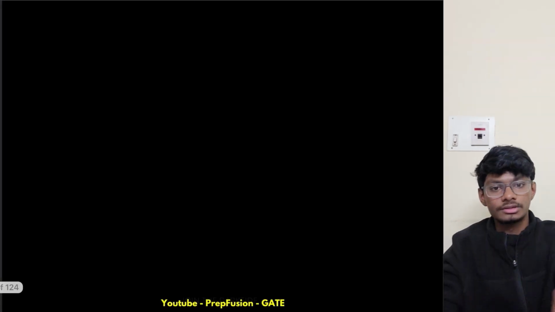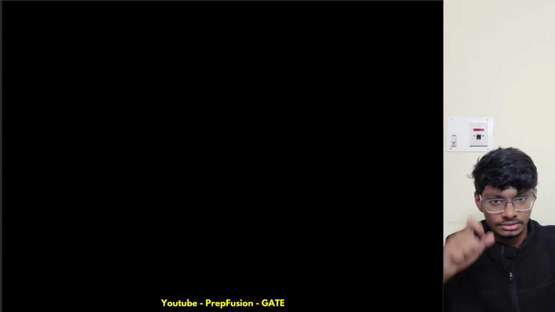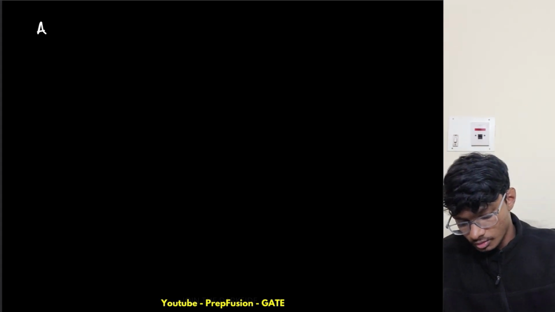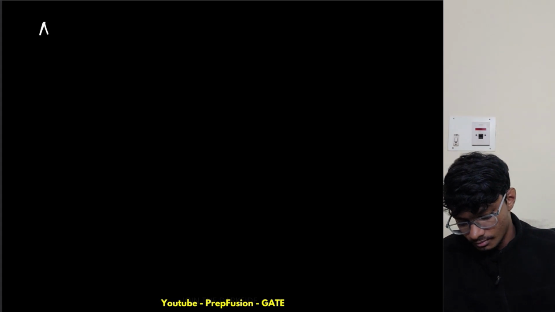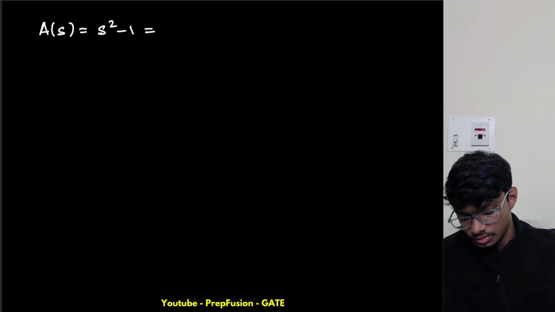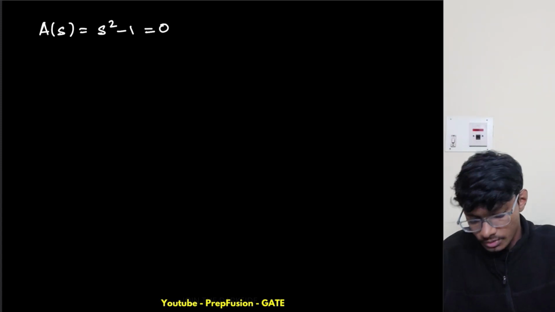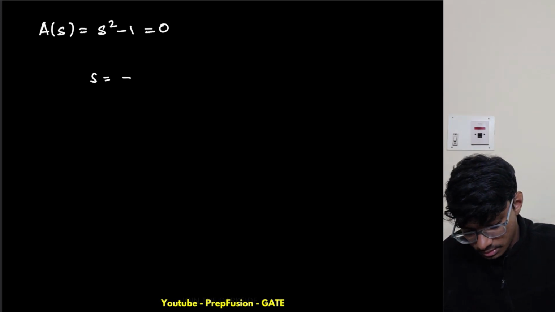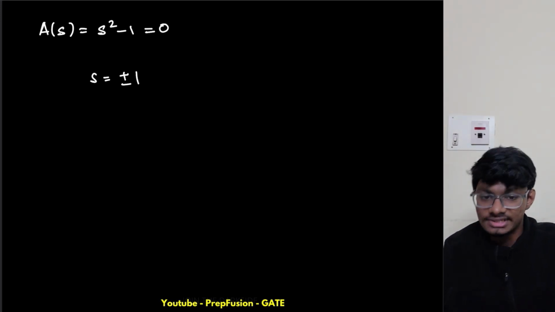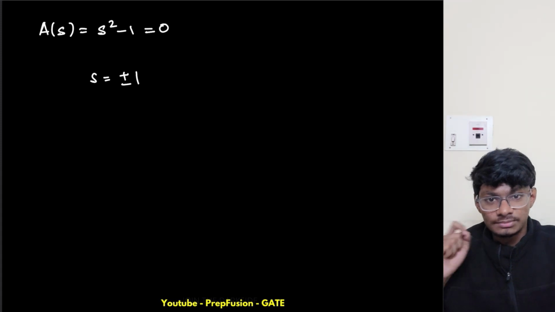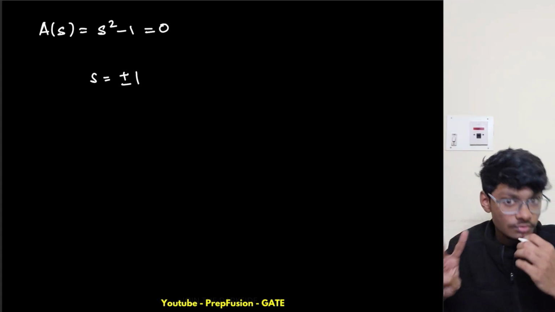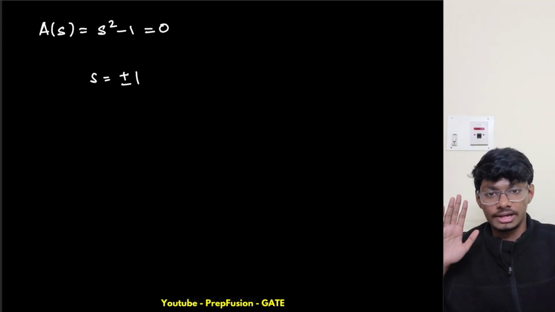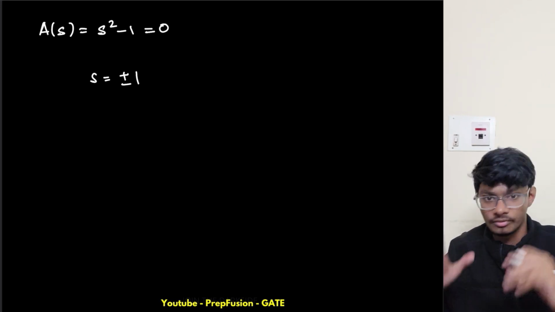So how do I find the roots? Basically equate the auxiliary equation to 0. So the auxiliary equation A(s) equals s square minus 1 equals 0. So now my s is plus minus 1. If s is plus minus 1, I get two roots which are symmetrical about the origin, lying in the right half plane and the left half plane. So from here only I got that.